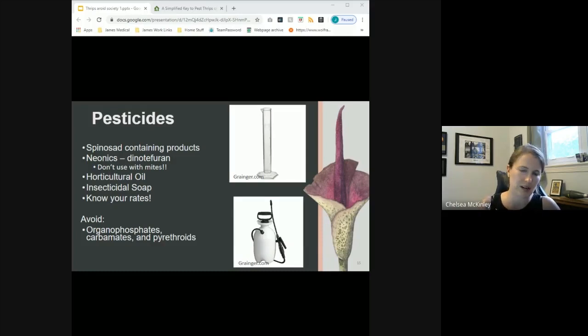I try to avoid them at all costs in my line of work, and generally they just don't tend to work that well on thrips anymore because they were used for so long, and a lot of thrips populations have built up resistance to them. And it might kill off the thrips for a little while, but then they'll probably just come roaring back.